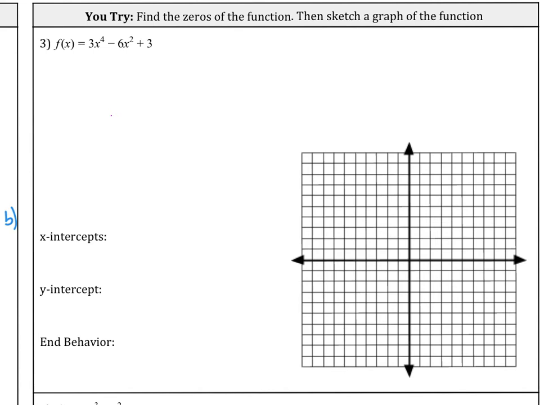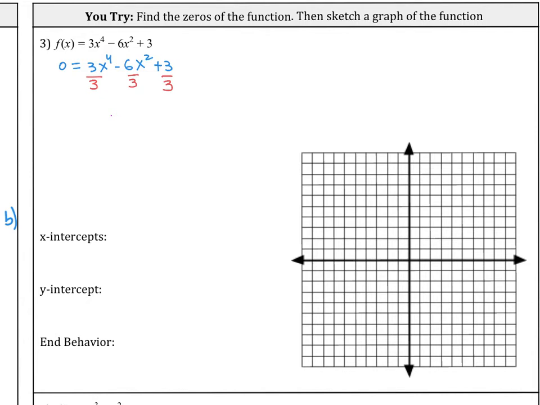Now I'm going to discuss problem number 3. It's the You Try number 3 for example number 2. First of all, we are going to find the x values or x-intercepts. We are going to use the zero product property, so we are going to write the function equals 0. And then we are going to find the common monomial. In this case it is 3. So we are going to divide the function by 3.